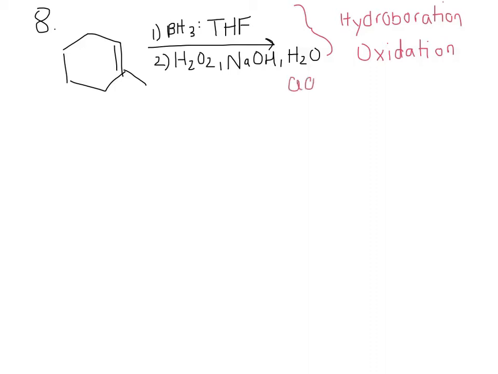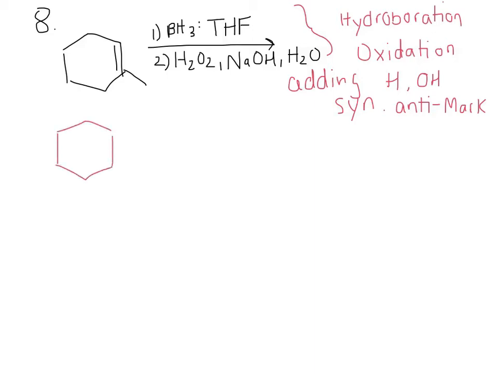We're adding an H and an OH across the double bond, and it will be a syn addition, which is anti-Markovnikov. The reason it's anti-Markovnikov is because our initial intermediate here, if I draw my starting material, is a BH3 type unit. Don't worry too much about what else is coming off of here, but the boron and the hydrogen both add at the same time to the starting material.